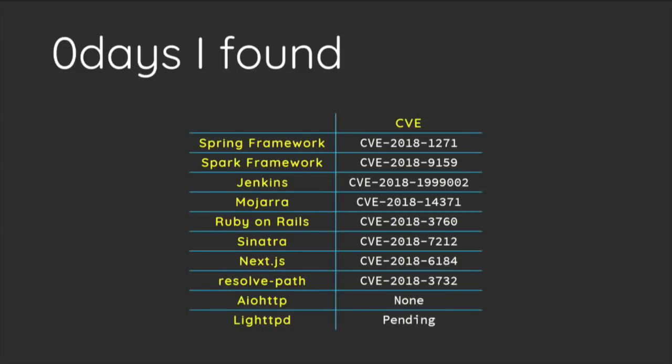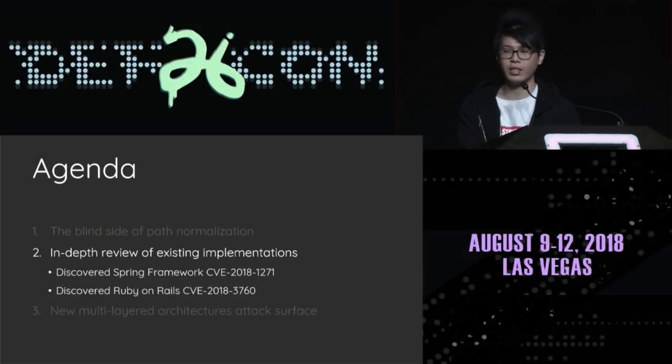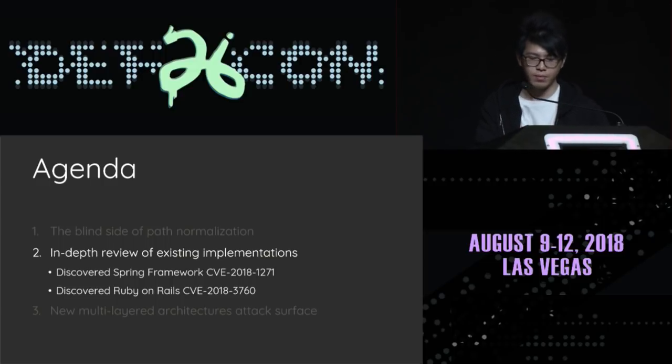So for the past several months, I started to review the path normalization and parser part of web applications. Of course, we found several problems in diverse implementations, and here is the list. The next section is an in-depth review of existing implementations. Due to time considerations, and because our new findings are more important, we will only show you two cases.